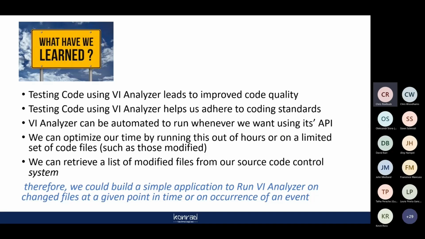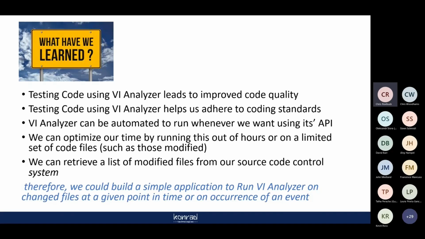So what have we learned so far? We've learned that testing code using VI Analyzer leads to improved code quality. We've learned that testing code using VI Analyzer helps us adhere to coding standards and rules within our department. And we've learned that it can be automated to run whenever we want using its API. And that might be when we make a commit. It might be at 11 o'clock in the evening. We can choose when we're going to run that piece of code that will analyze the VIs.